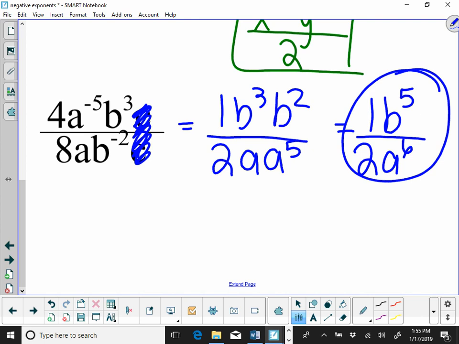Is everybody with me? Okay, so negative exponents move. That's the only thing you need to remember. Notice I said negative exponents. I didn't say anything about negative numbers. You only move negative exponents.